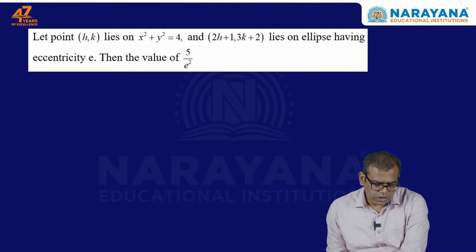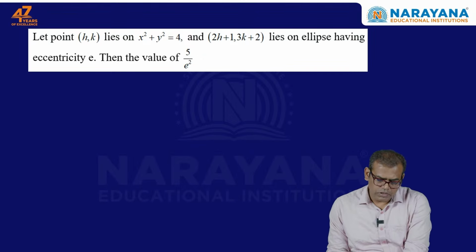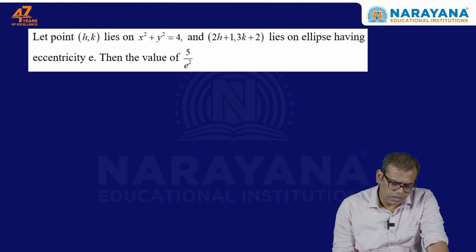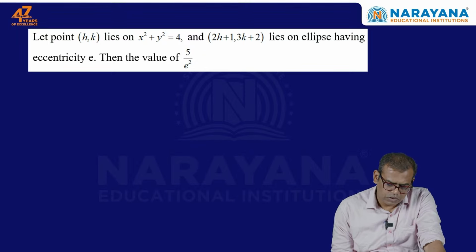This is the question related to the circle and ellipse. Very easy question, saying h comma k lies on the circle.